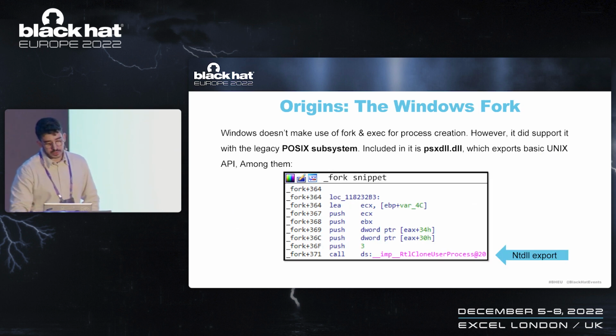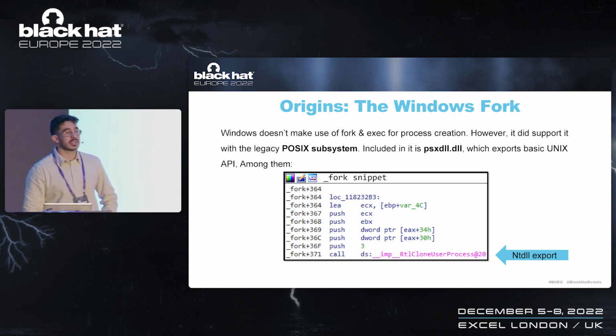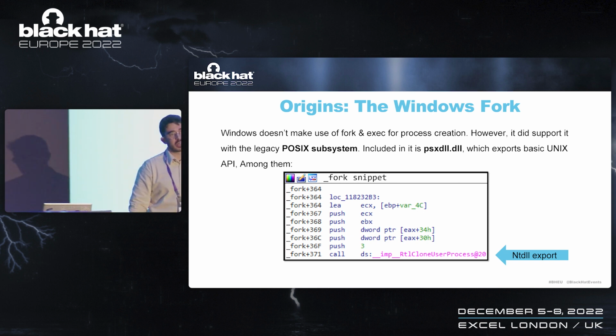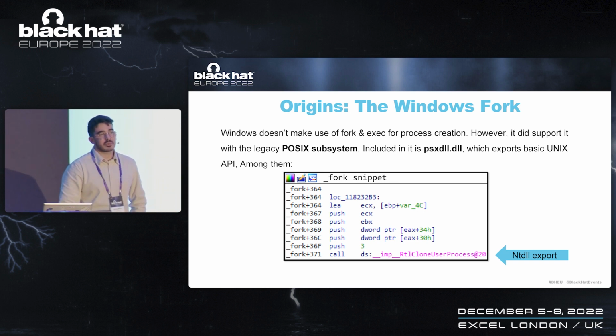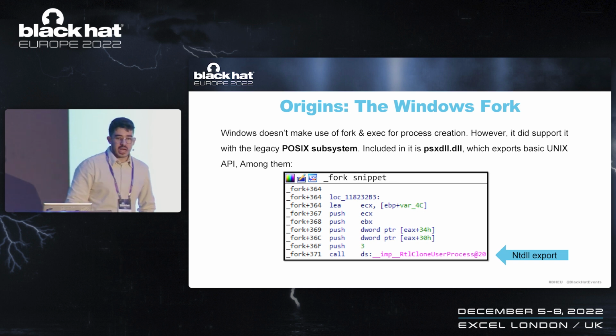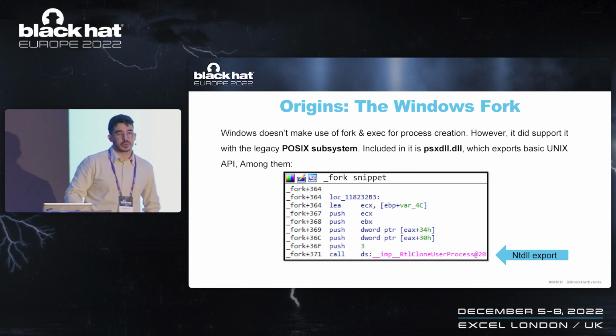So the origins of the Windows fork. Windows doesn't use fork and execute for process creation, but it did support it with its legacy POSIX subsystem, a subsystem that is intended to support basic Unix binary execution. This subsystem includes the PSXDLL, which exports basic Unix APIs, and among them, the fork, to support Unix runtime. And we can see that internally, it's implemented with a call to RtlCloneUserProcess, an NTDLL export. We'll dive into it later, but this is how the fork is introduced into Windows.